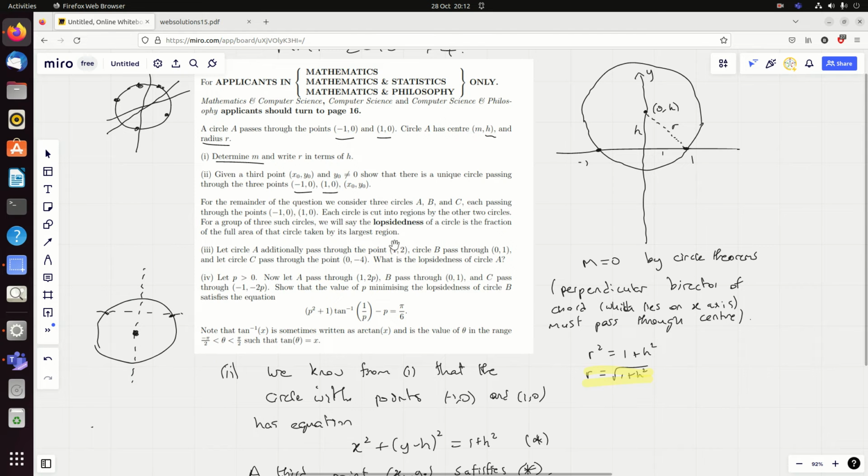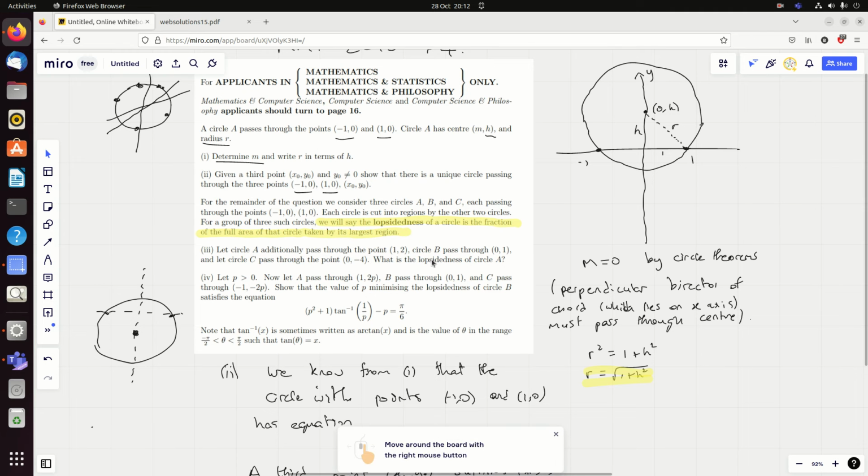But yeah, what do we have to do? Let's look at this really carefully, this definition of lopsidedness. Its lopsidedness is a fraction of the full area of the circle. Well, that's easy. I'll just work out the area taken by its largest region. So we've got to find the fraction of the full area that is taken by the largest region. Now, what's the largest region?